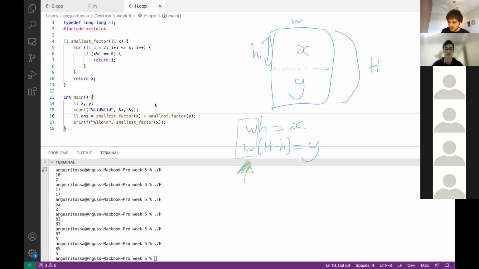Divide X and Y, GCD. You want the smallest common divisor that's greater than 1. So you want the smallest common factor that isn't 1.